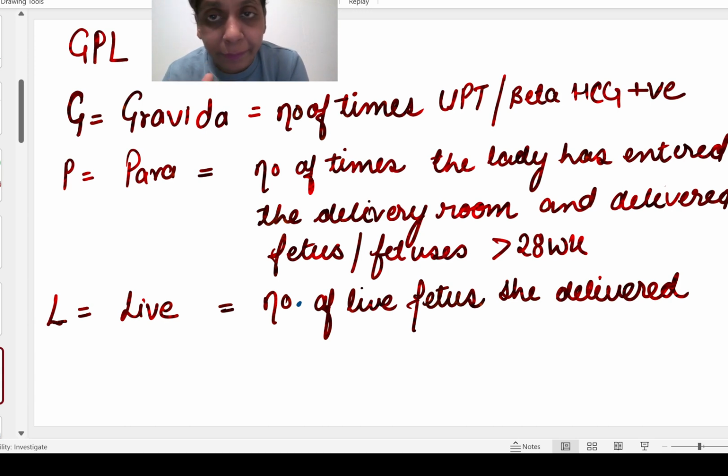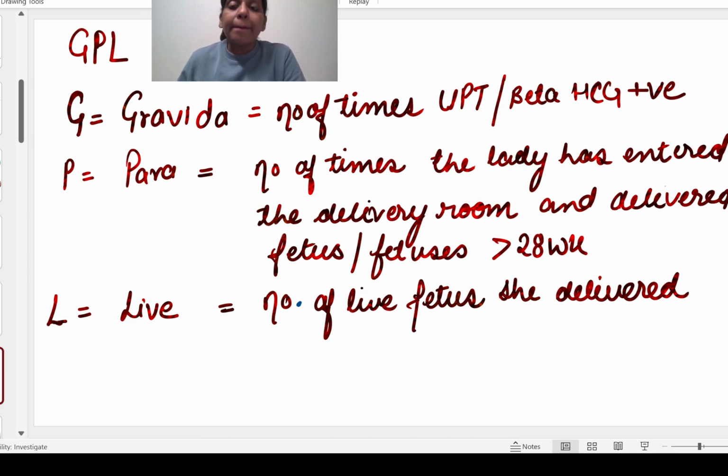G stands for gravida, and gravida means the number of times the lady has got a UPT positive. Now you tell me, if the patient has twins, will UPT be positive one time or two times? UPT will be positive one time only, right? So gravida means the number of times the UPT is positive. Even if an abortion occurs, UPT will be positive. So in gravida you have to include each and every pregnancy, whether it is abortion, whether it is IUD, whether it is less than 28 weeks or more than 28 weeks, whatever it is.